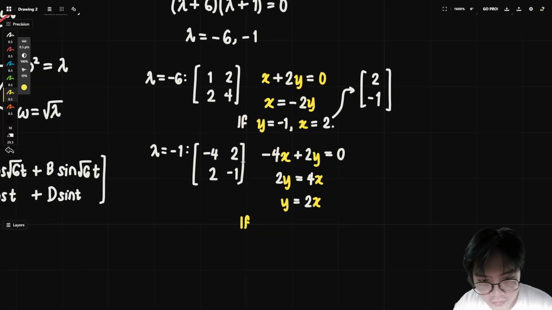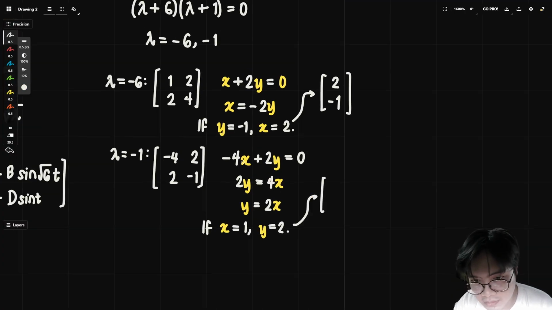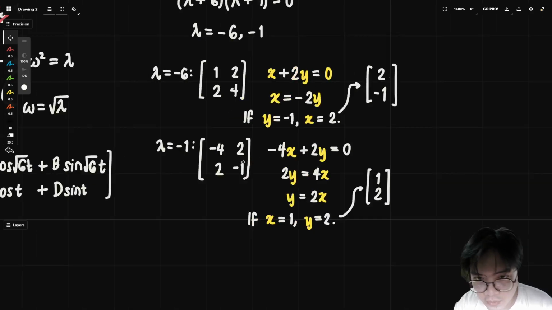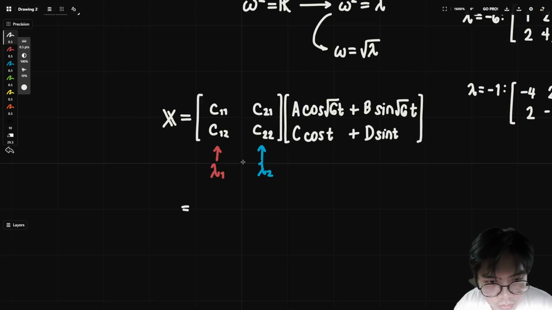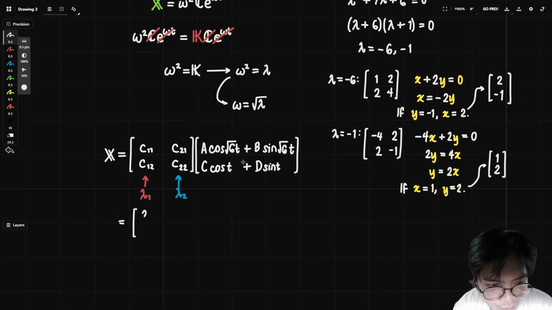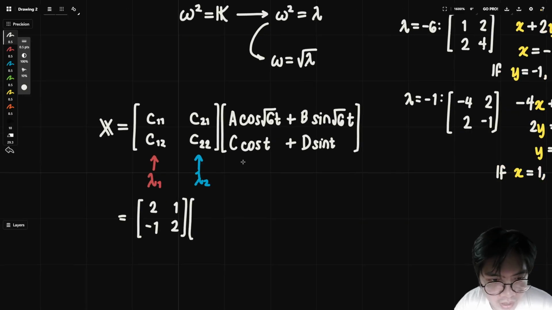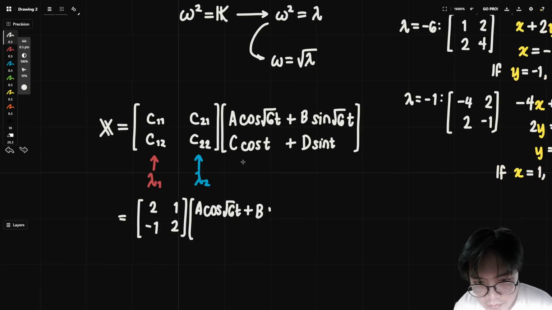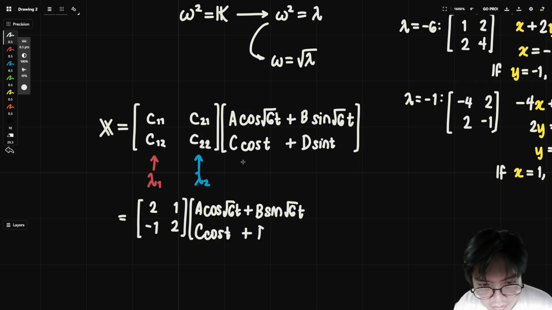If your x is equal to 1, then your y should be equal to 2. And that is immediately it. 1, 2. Now we combine everything. Your x value will now be, ano ulit yung, well, nakakalimutan ko, 2, negative 1. And now here's 1, 2. And we can write down everything now. a cos 60 plus b sine 60. This now is c cos t plus d sine t.